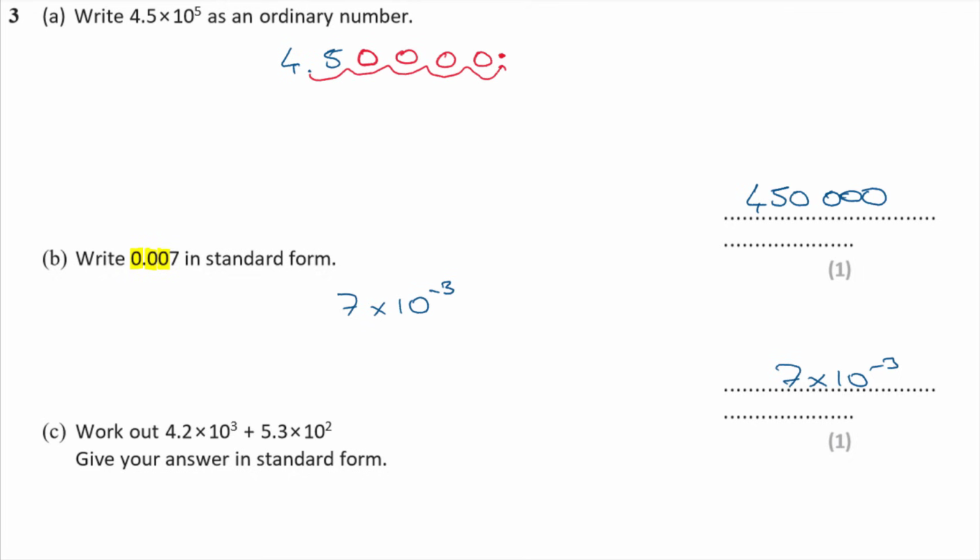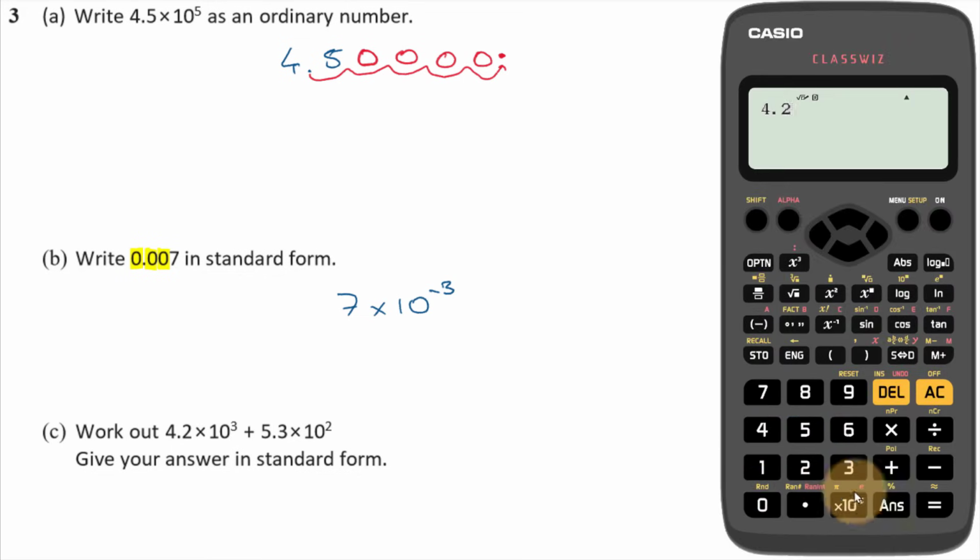Work out 4.2 times 10 to the 3 plus 5.3 times 10 to the 2. Give your answer in standard form. That's really easy with a calculator. Just have to type it in. So 4.2. You've got this exponent key down here with times 10 to the x written on it. So just press that, and then the only other thing you need to put in is the power, which is 3. Okay, so 4.2 times 10 to the 3 plus 5.3. Type in the mantissa part. Press that button down there, times 10 to the x, and then tap in the power, which is 2. Okay, so what does that equal?